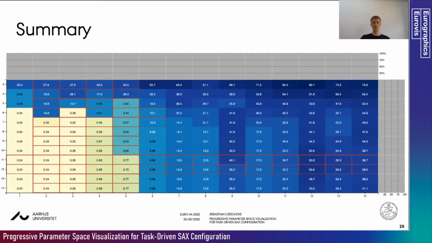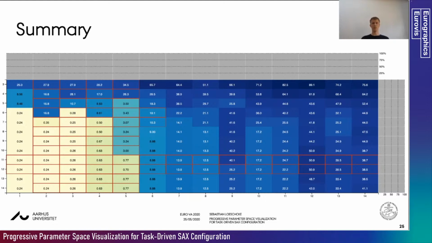By using a task-driven approach to determine a suitable parameterization of SAX and PAA, we do not look at the input data. Instead, we look at how the results of our analytic tasks on the reduced data deteriorate from the results on the raw data. By visualizing these results with a parameter space visualization, the analyst can make a choice on the trade-off between the computational speed gained from the data reduction and the error introduced from the data reduction.